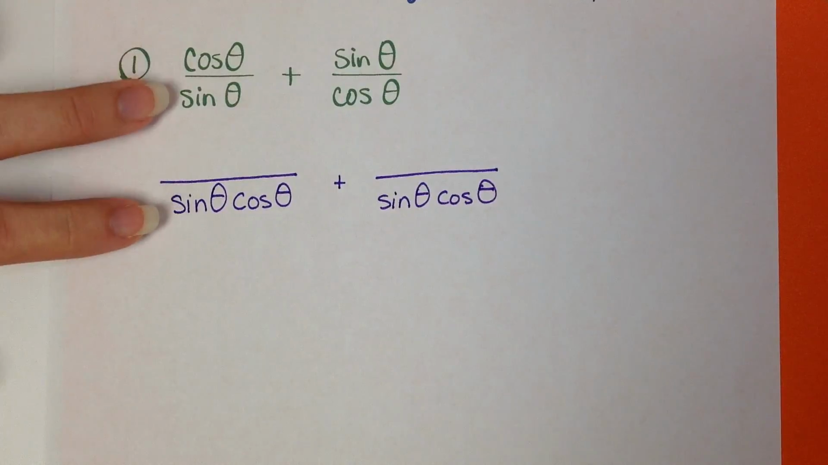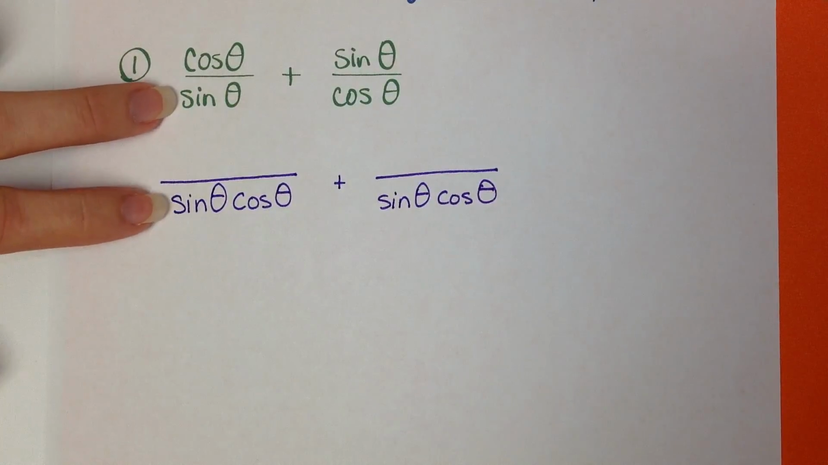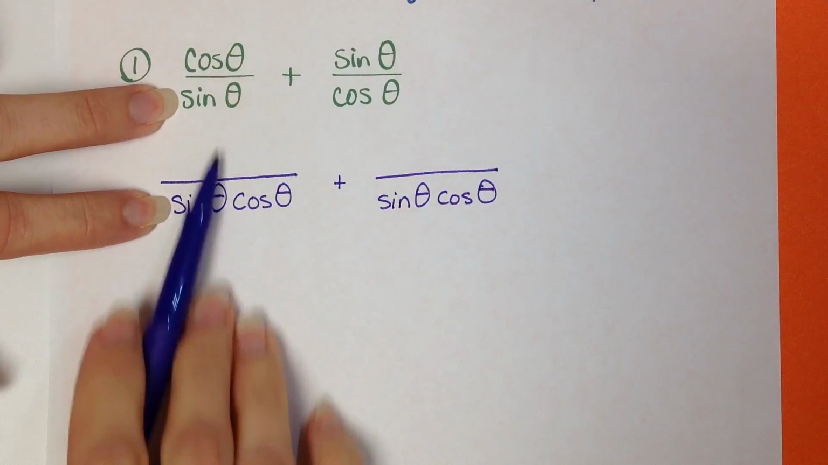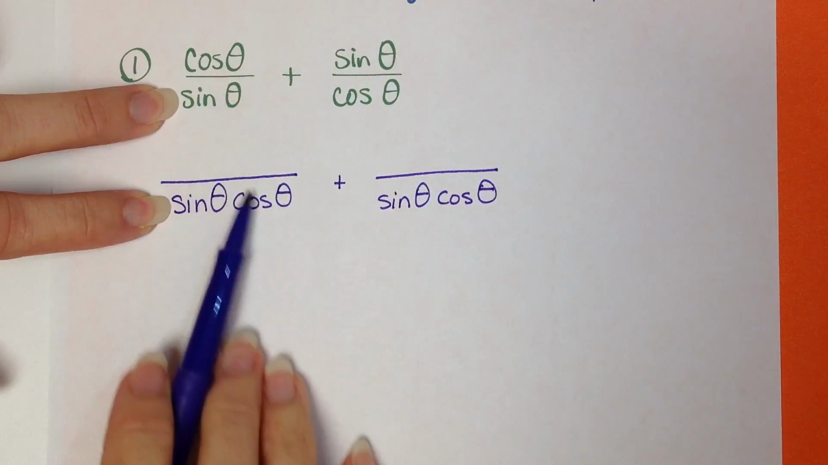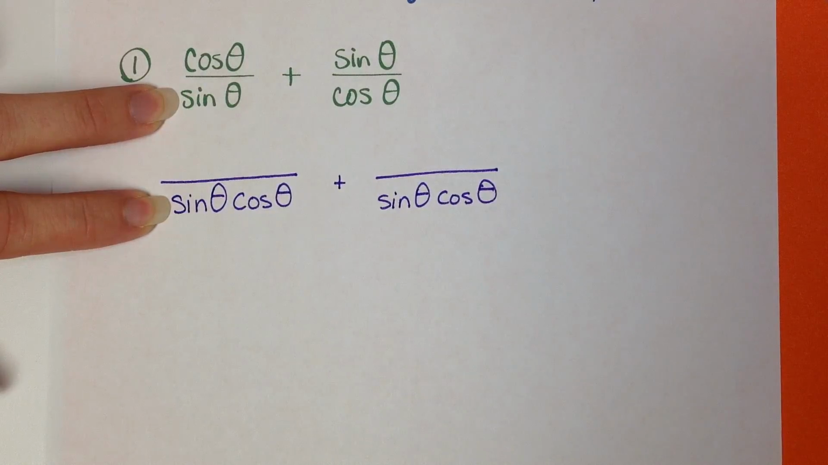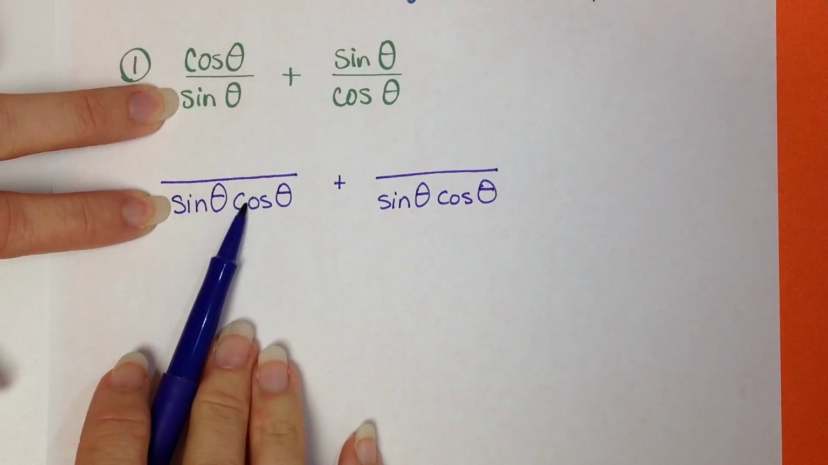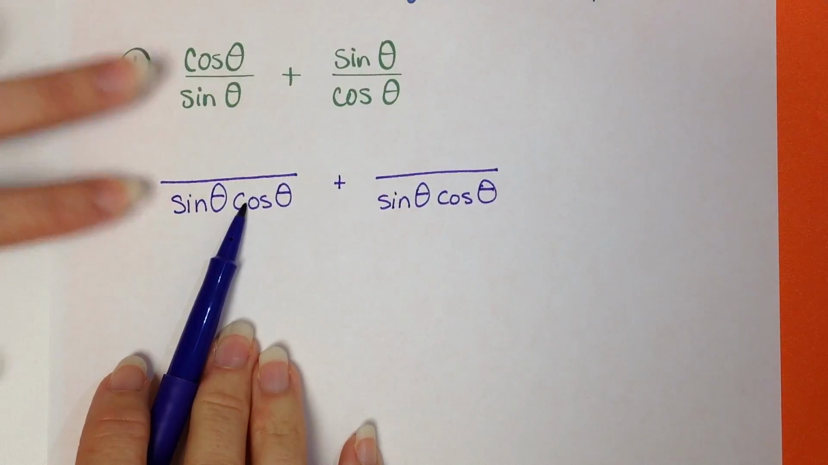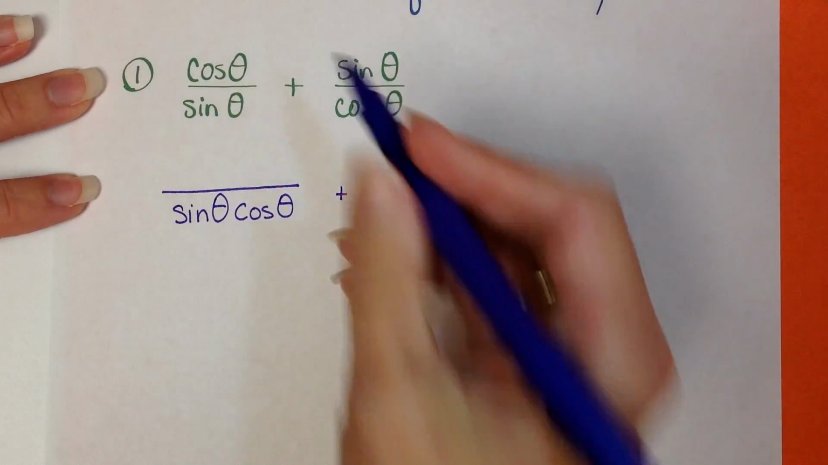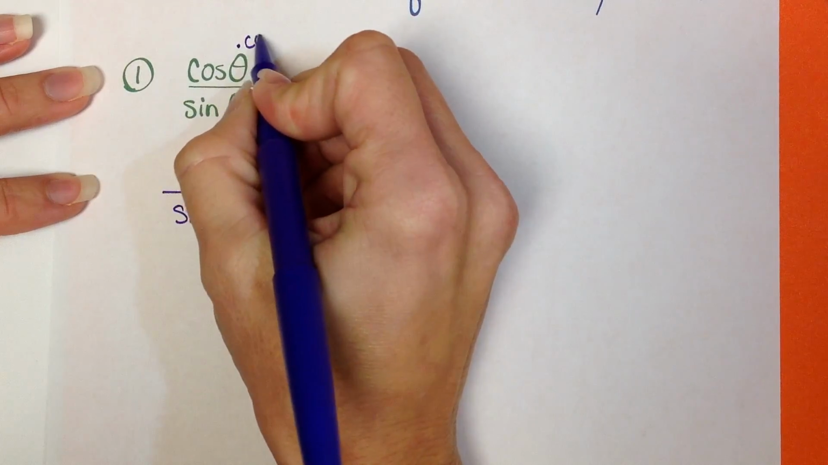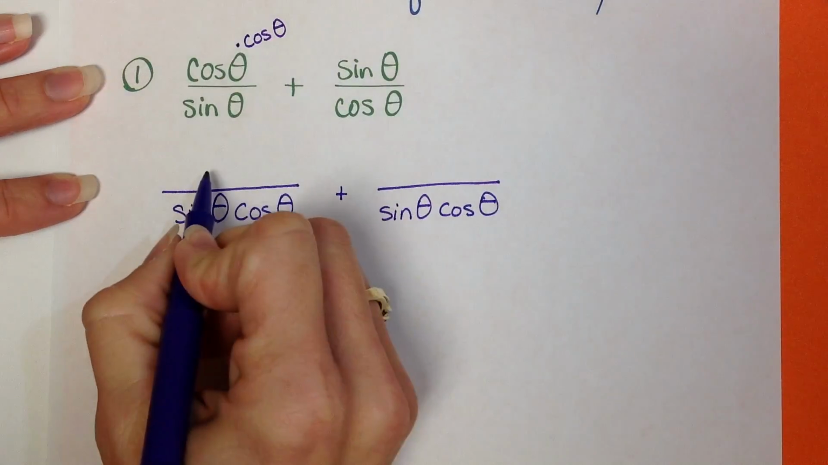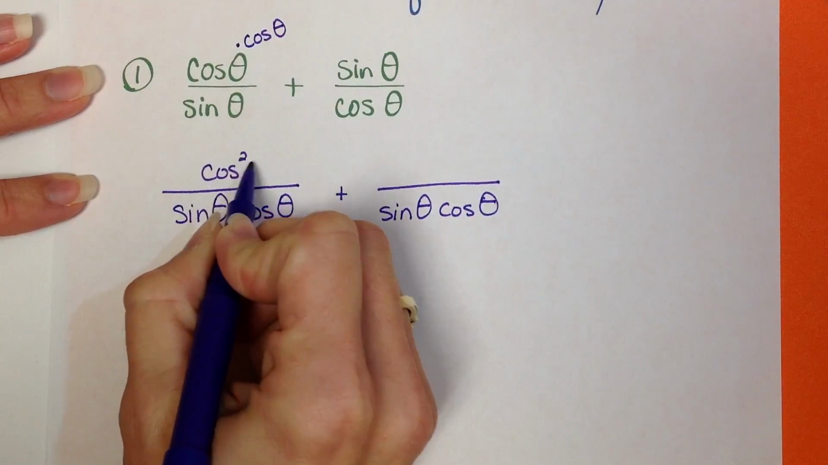Okay, so rewriting this first fraction, if you compare your denominators, what you're lacking here is you don't have the cosine. So I look at it this way: what am I missing? I'm missing the cosine. So whatever it is that I'm missing, I need to take that and multiply it times my numerator. So my numerator is cosine, and I have to multiply it times cosine, so that will give me cosine squared.